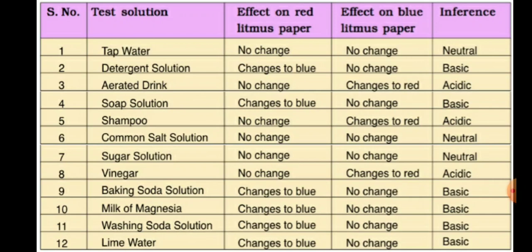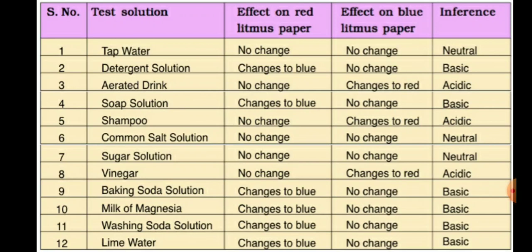Okay. Then soap solution, I hope it is already clear that soaps are basic. So soap solution will turn red litmus to blue. Effect on red litmus paper, changes to blue. Effect on blue litmus paper, no change. So it is a basic solution. Then shampoo, red litmus paper, no change. Blue litmus paper changes to red. It is acidic.